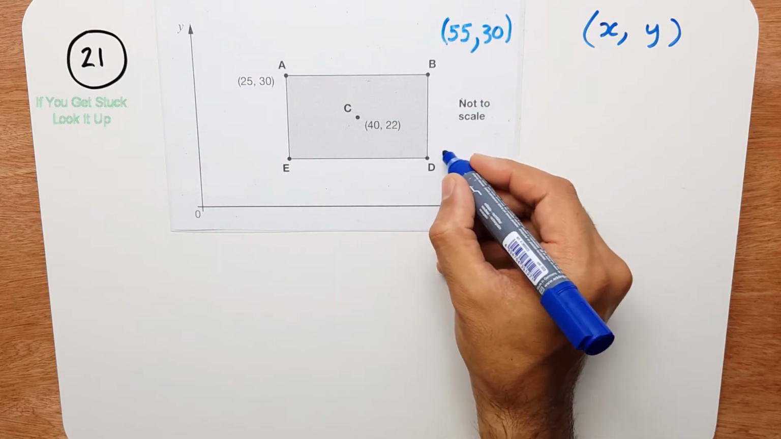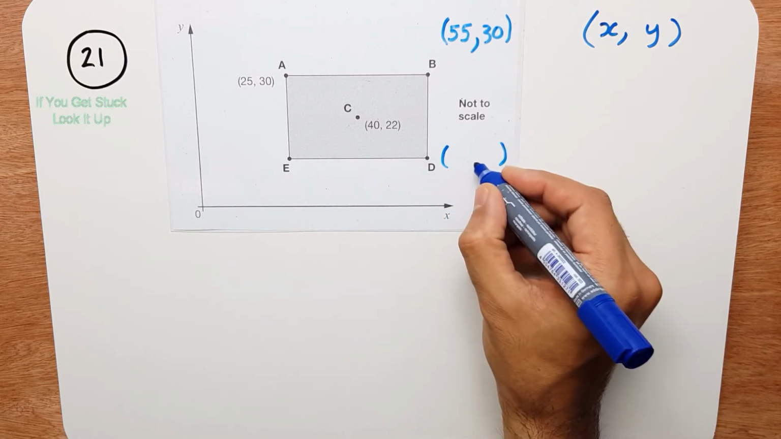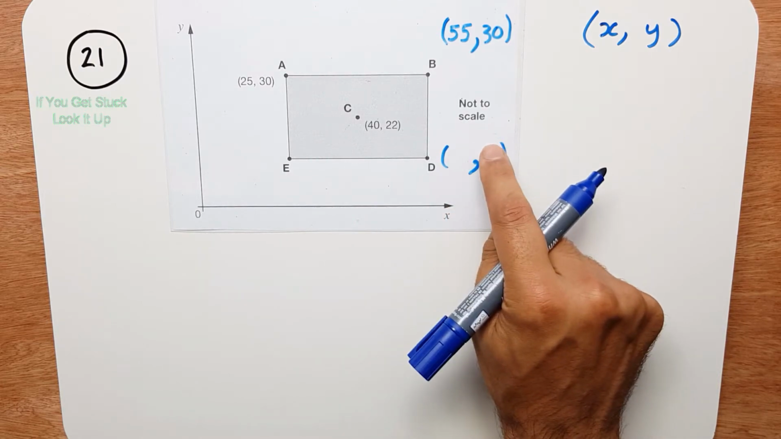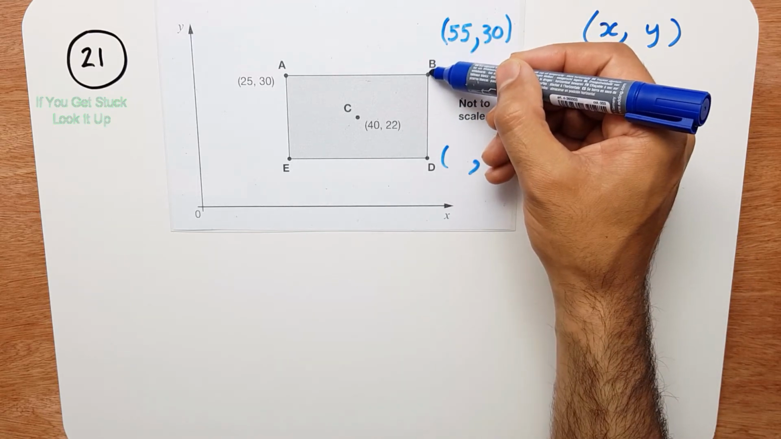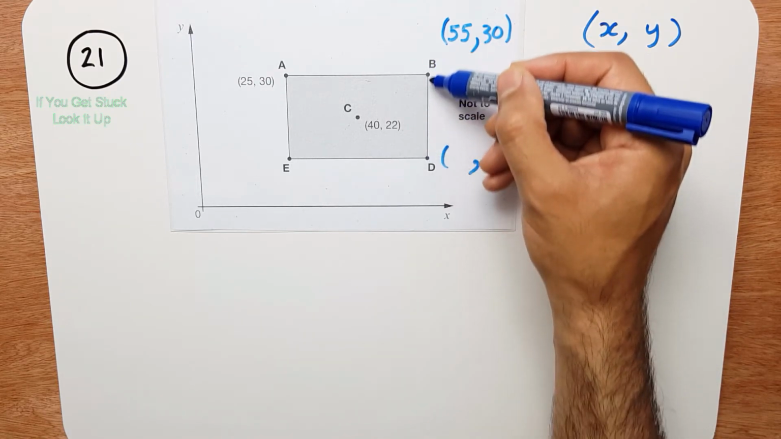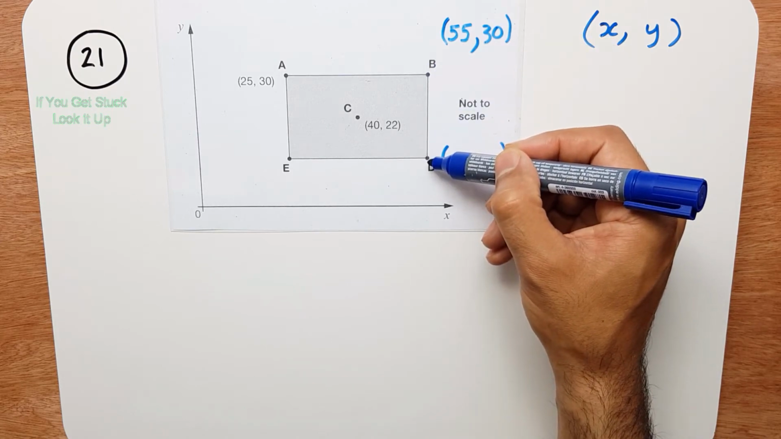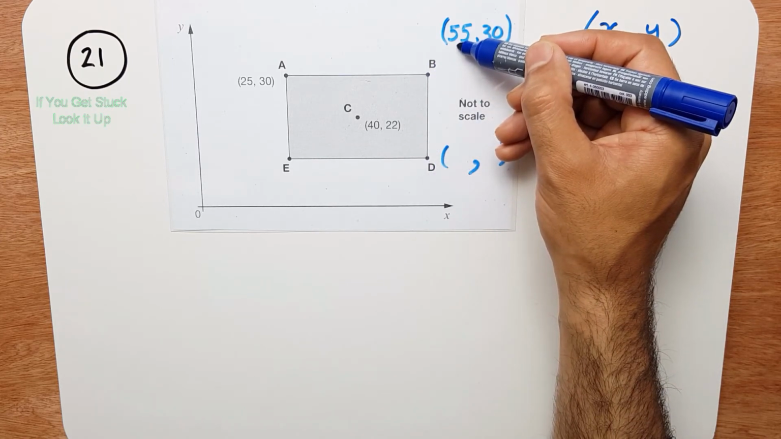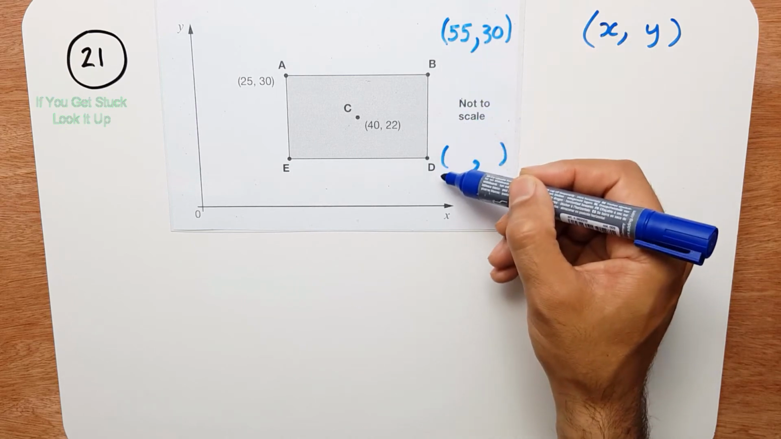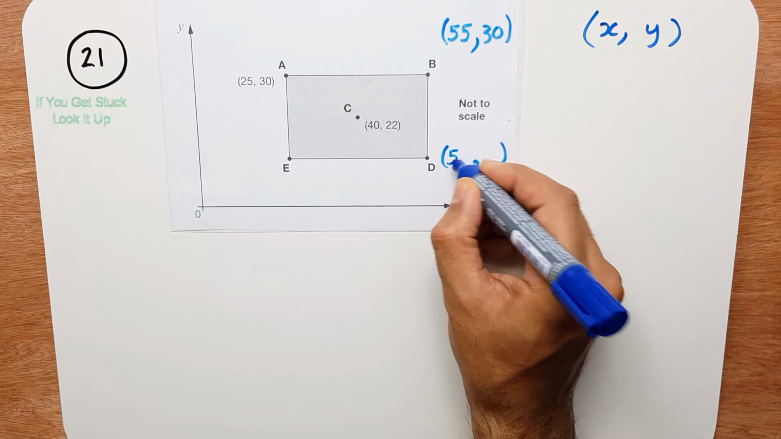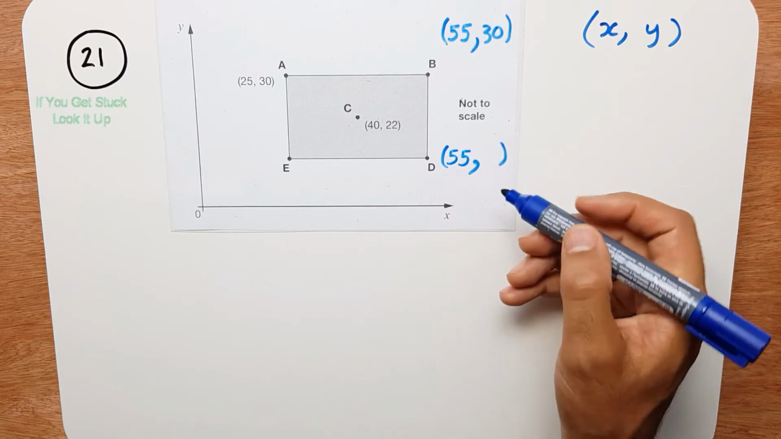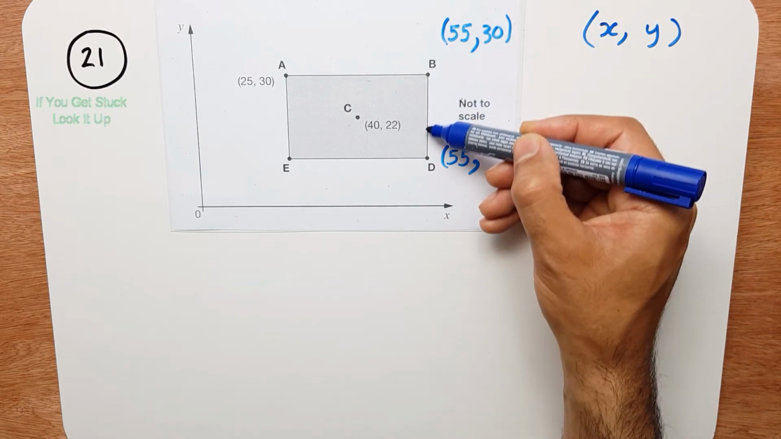Now let me look at the coordinates of D. Again, they come in pairs, X and Y. Now I know this is a vertical line running up and down the page. And the X coordinate will be the same for B as it is for D. So if that's 55, I know this here will also be 55. That's because it's straight below it.